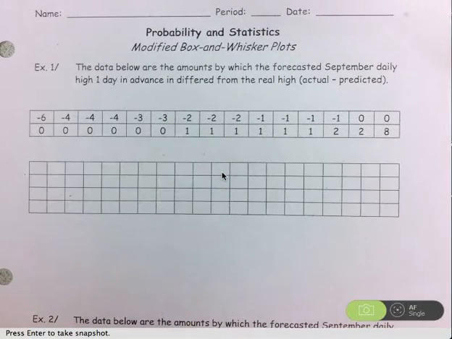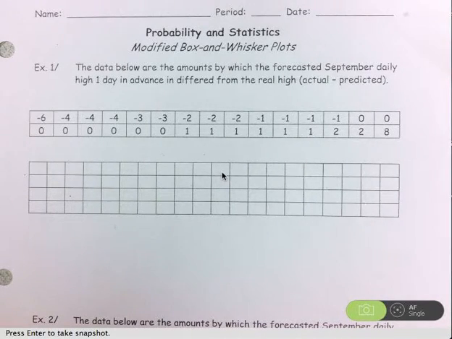Hi there. The data in example 1 represent the difference between the actual high and the predicted or forecasted high 1 day in advance for 1 month. That would be September. So let's organize these data and make a box and whisker plot out of them so that we can see how they are distributed.